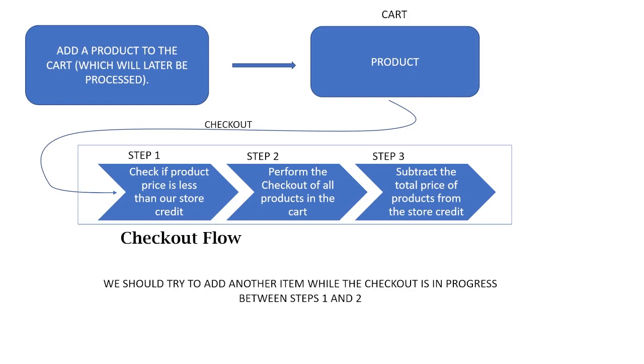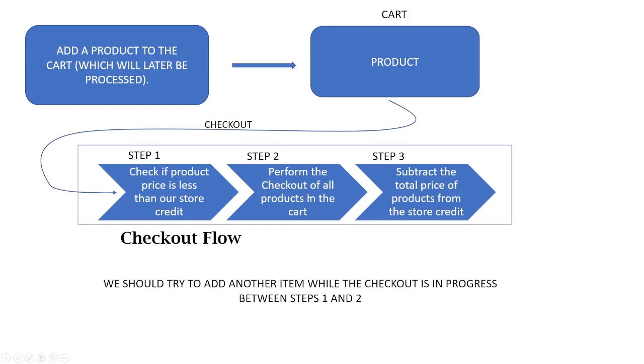Let's add a very cheap product. We have $90 in our account, but let's add a $10 product to our cart. When you click on checkout, once step one is done, where it checks if you have enough money, before step two gets started, if you somehow inject that costly product into the cart, you win. Because the price check is already done in step one, it won't check again. And the proper checkout happens in step two.